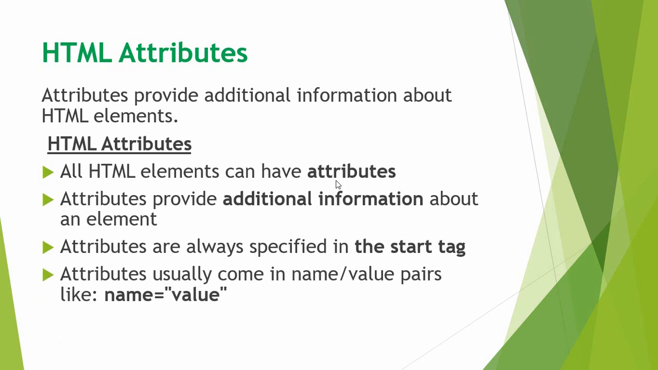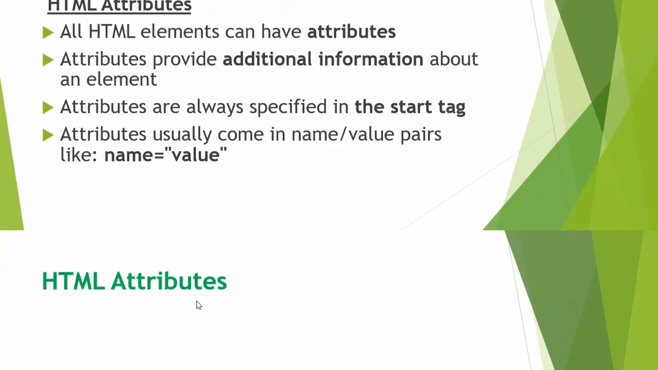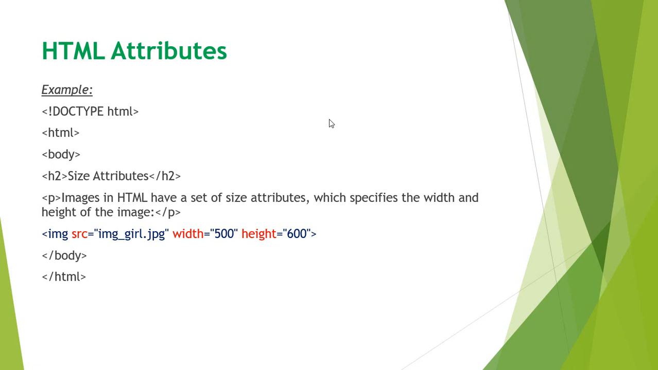Attributes are always specified in the start tag. That means in this sample we can see that all attributes are in the start tag, not in the end or closing tag. Okay, so once you want to mention the attributes, you clearly mention them in the starting tag. That means like this: tag name, then attribute name, then attribute value. Okay, this is the attribute.